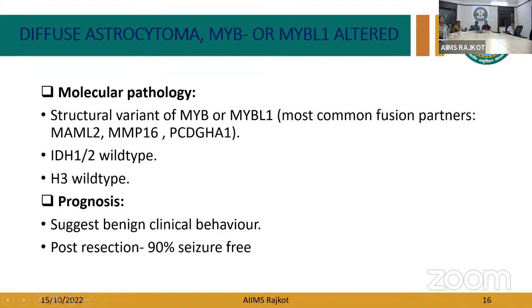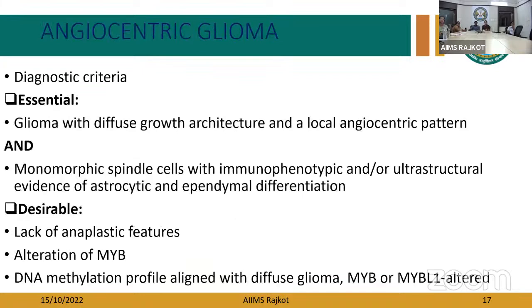So on molecular pathology, alteration of MYB or MYBL1 and fusion with MAML2, MMP16 and PCDHGA1. Whereas in angiocentric glioma, the fusion partner is QKI. And it is a clinically benign lesion and a CNS WHO grade 1 tumor. Now the next tumor, angiocentric glioma. Essential criteria are a diffuse growth with local angiocentric pattern and monomorphic spindle cells with astrocytic and ependymal differentiation. Desirable criteria are lack of anaplasia, MYB alteration, and MYB or MYBL1 alteration on methylation.